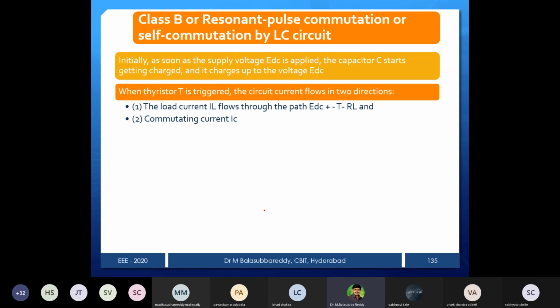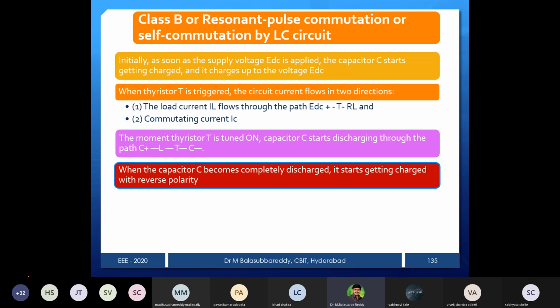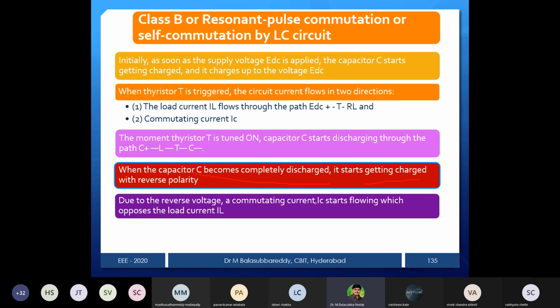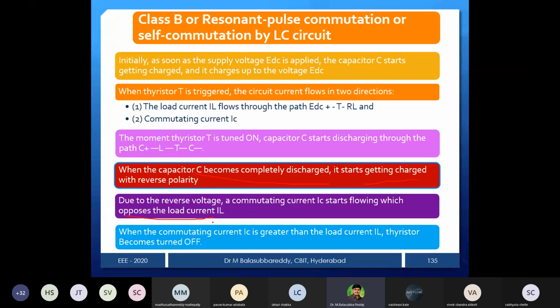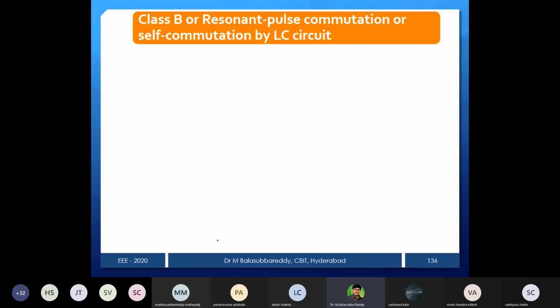The same thing I mentioned in the theory part for your material purpose. Two currents will be there. One is the load current, another one is the commutating current, and the commutating current is in the opposite direction. Capacitor C becomes completely discharged, and starts getting charged in the reverse polarity. Once it is reverse polarity, the current is opposite to that of the load current. And if that current is greater than the load current, the thyristor turns off. So all these things are only for your reference. But if you are able to understand the circuit and waveform, you can easily write this part.